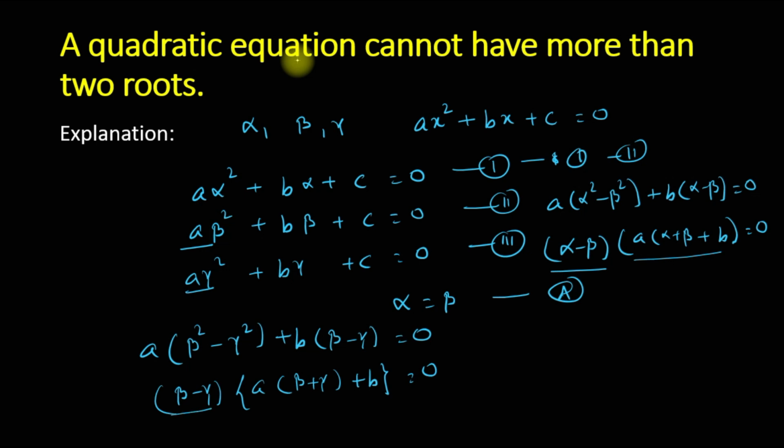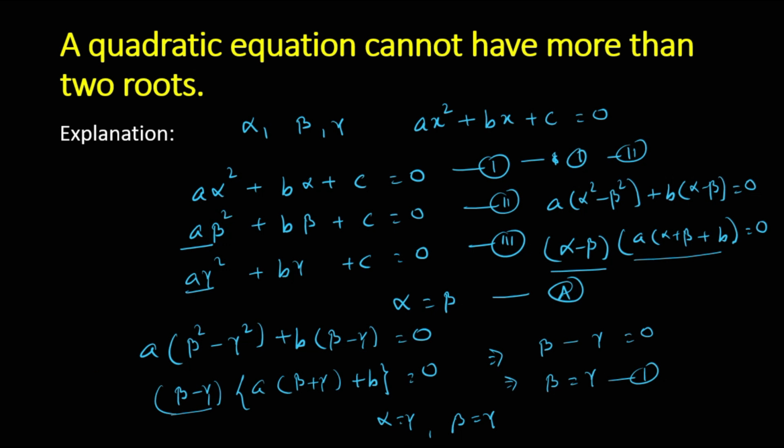Again we have one factor, beta minus gamma, which must be equal to 0. So we can write beta minus gamma is equal to 0, so from here beta is equal to gamma. So from a and b we see that beta is equal to gamma. So we have only two roots. There is no third root of a quadratic equation. So in this case we can say that either alpha is equal to gamma or beta is equal to gamma. If one root is equal to another one, we get only two roots.